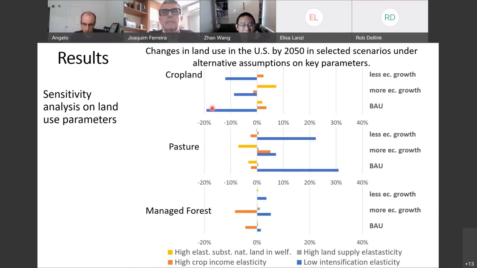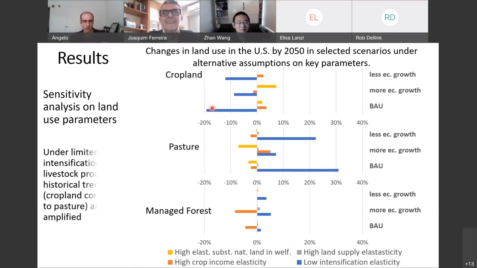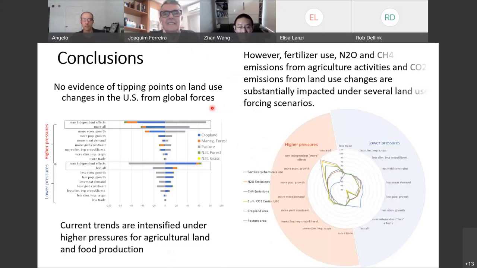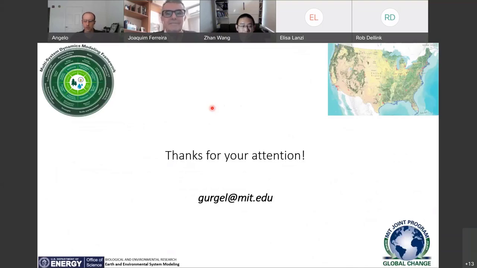Okay, well, let me just conclude. So my conclusion is there's no evidence of tipping points. We see that the pressures that have occurred in the past will remain in the future. We see the same trends, but concerning results in terms of environmental indicators. Well, that's it. Thank you very much for your attention.